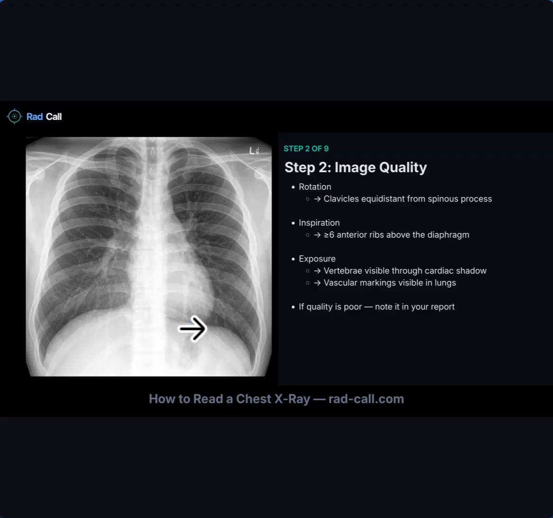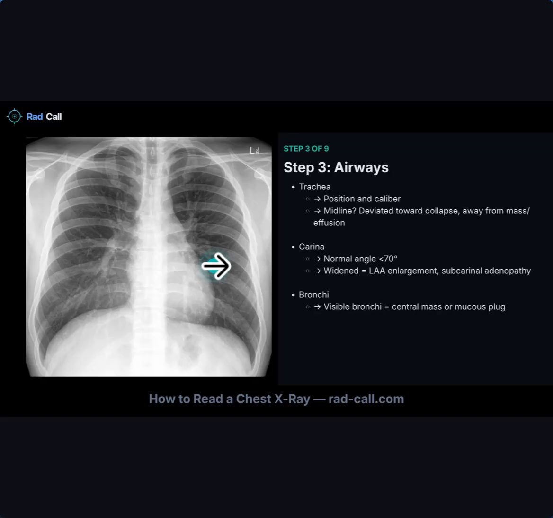Next, you'll look at exposure. Exposure is how well you can see things. So the vertebra should be visible through the cardiac shadow. The vascular markings should be visible in the lungs. You can have under or overexposed images, even with digital radiography. If the quality is poor, note it in your report. So this is a limited study because of X, Y, or Z.